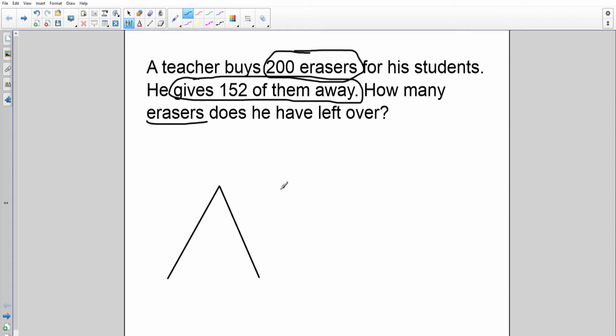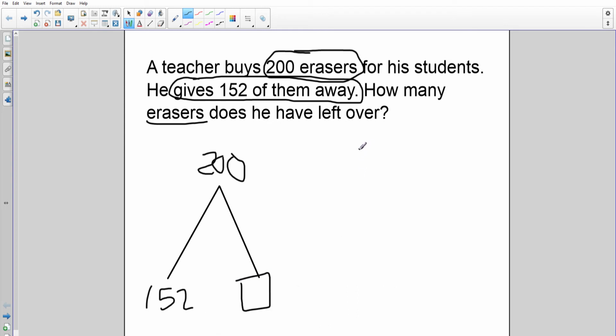Using my handy dandy math mountain, I need to put my numbers 200 and 152 in the proper place. So I need to think about what's really happening. The teacher has this big group of 200 erasers. He's going to give 152 of them away. So I understand that it is not going to be a larger group when the math is done. It is smaller. I will then need to put 200 at the top of my math mountain. 152 will be my first addend, and the other one is unknown.